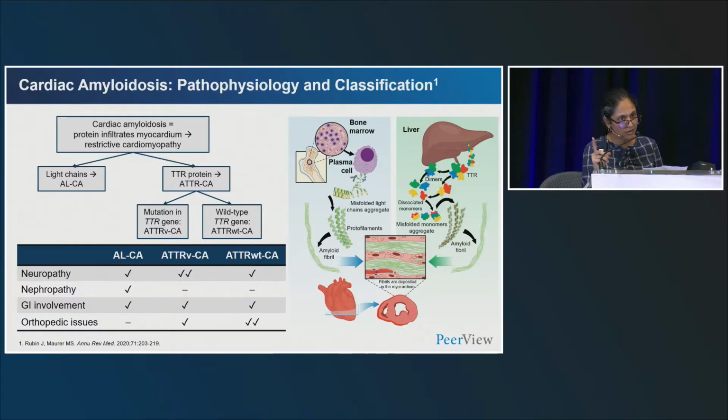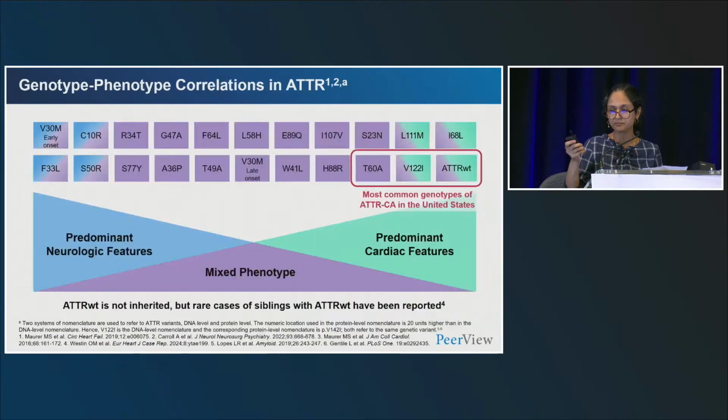And very important that the protein just doesn't go to the heart. It can go other places as well, which is hugely important when you think about diagnosis. There can be nephropathy unique to AL, neuropathy, gastrointestinal involvement, orthopedic issues in all of them.